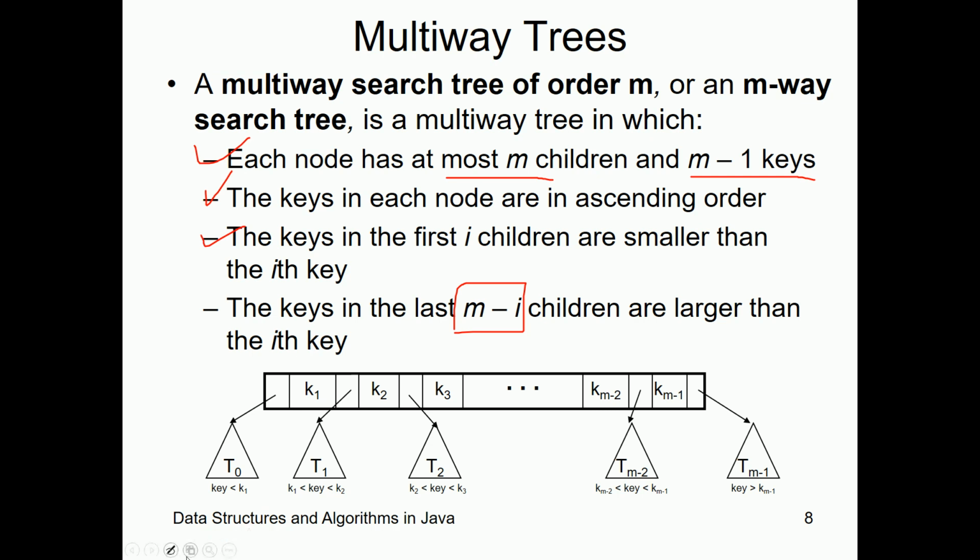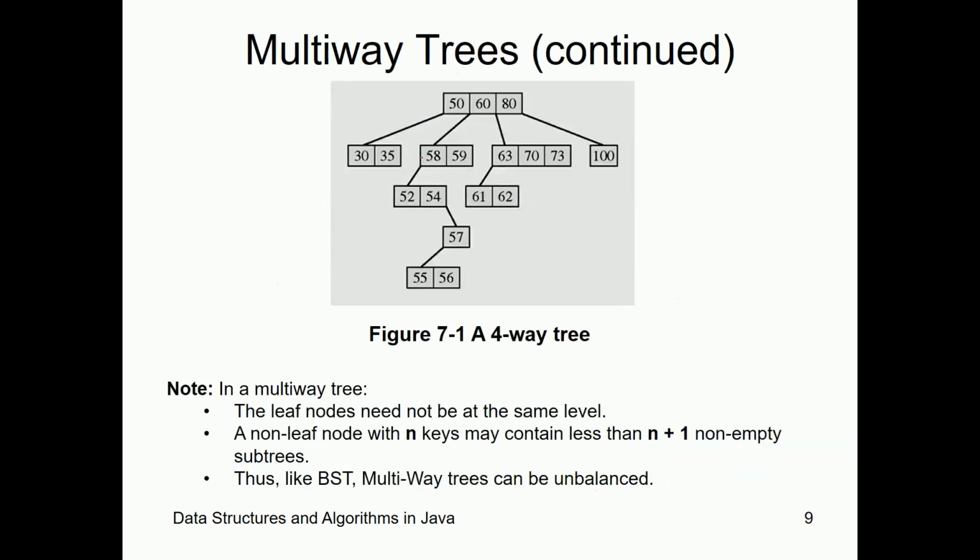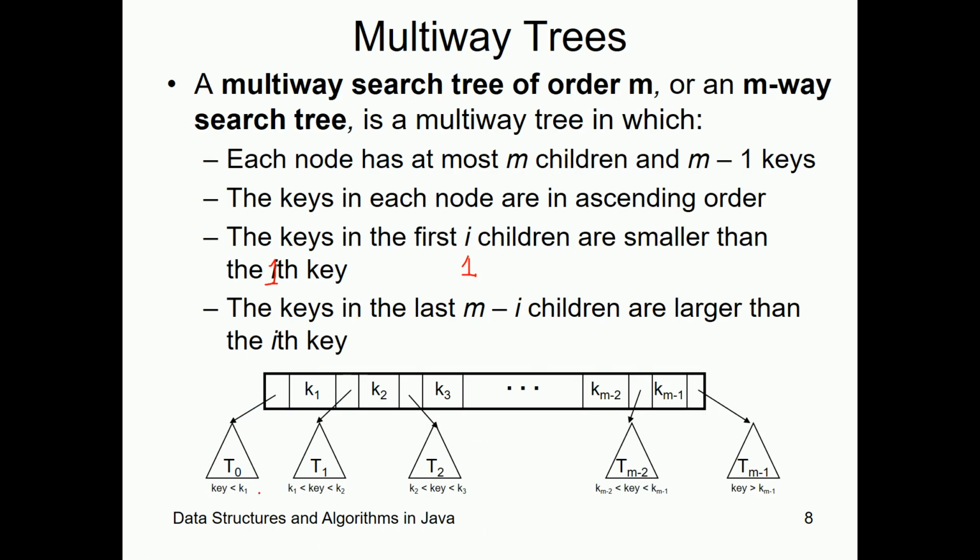No, what we're talking about, I just did not explain it right. The first key in the first I child. Let's say the first child is the I is 1. That means the children are smaller than the first key. This means like this first child is smaller than this first key. The second child is smaller than the second key, and the third child is smaller than the third key. That's what that thing was explaining.